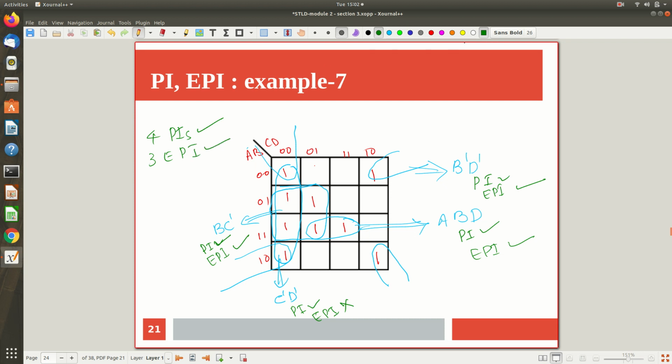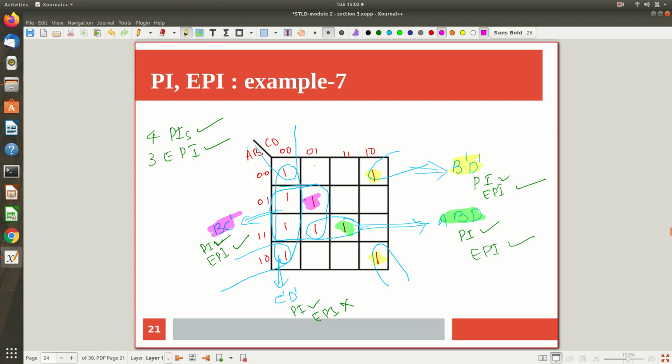Again, let me give you the reasons so that it will be more clear. Which is making this one essential? This B'D', this one and this one together make that grouping essential. Others are covered by two. Similarly, this one is making ABD essential, because of those shaded ones. Now who is making this BC' essential? It is this particular candidate.